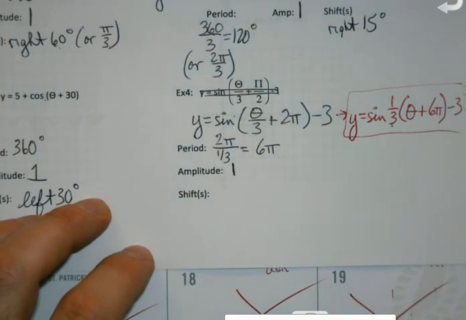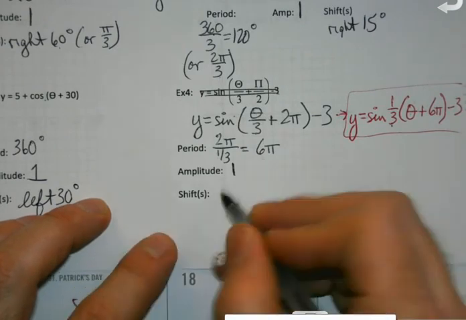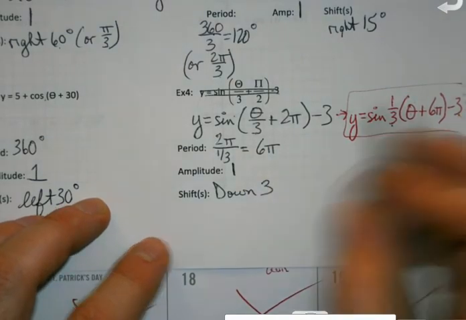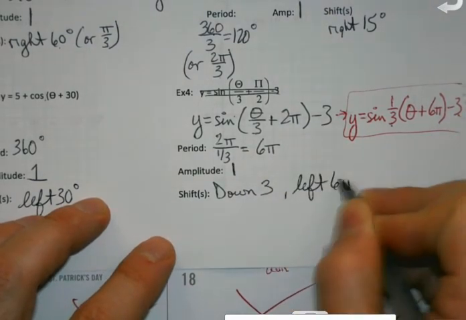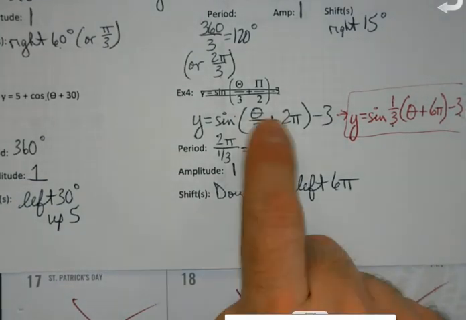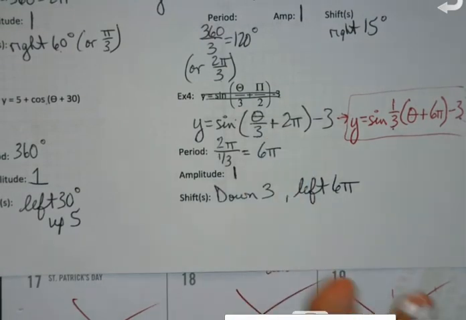Now, shifts this time, we have 2 of them. Okay, down 3. Okay, down 3 because of the -3 here on the end. And left 6 pi. This is the type of, and this again, this is the extreme, okay? Example 4 is the extreme case. Most of the time it'll be more like 1 through 3, where you may have a period change and a shift, you may have 2 shifts, but it's not going to be every blipping thing possible that's moving around on you. But if it does, we're going to work at it one piece at a time, okay?